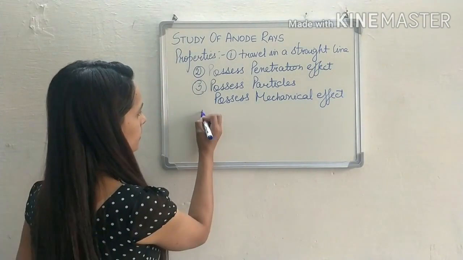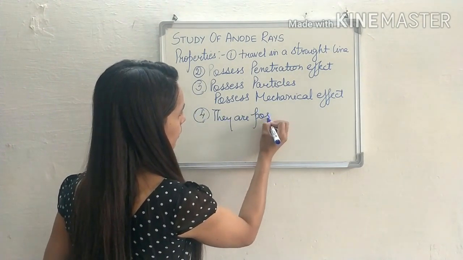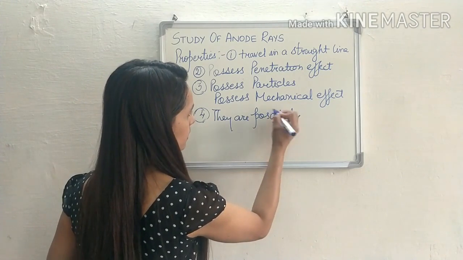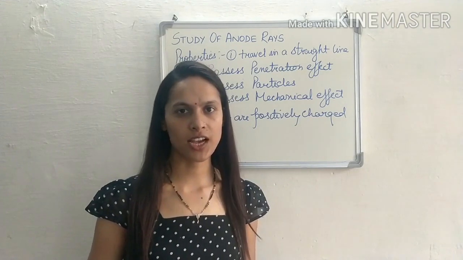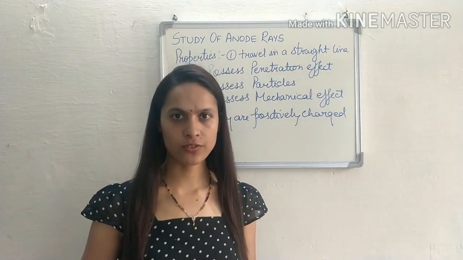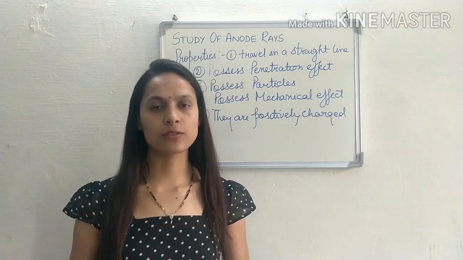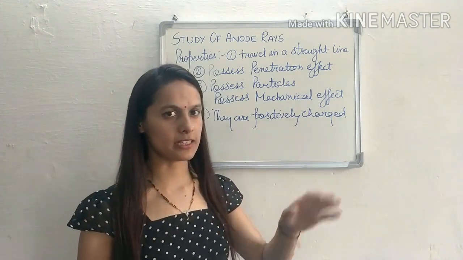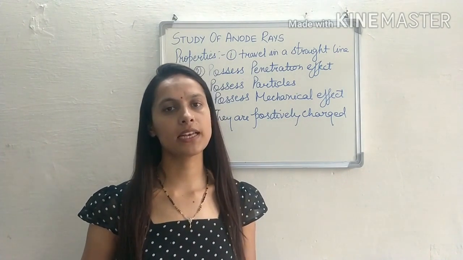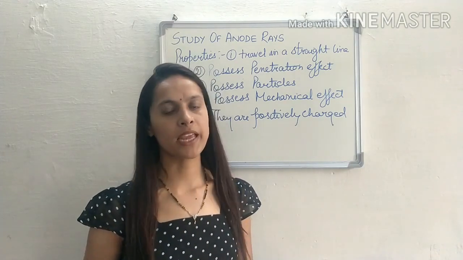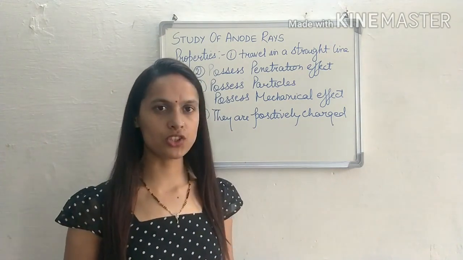Fourth property is they are positively charged. Means anode rays are positively charged rays. Now, how do we get to know that they are positively charged? Under the influence of the electric field and magnetic field, their behavior is similar to that expected from a positively charged particle. The behavior that a positively charged particle shows under the influence of electric and magnetic fields, the same behavior was shown by the anode rays. That's why we concluded that they are positively charged.